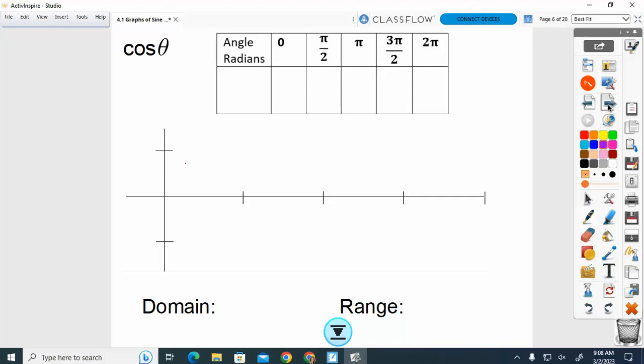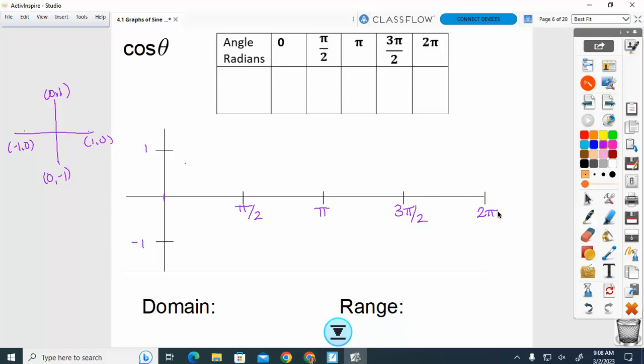So let's do cosine. So again, we're going to think about the circle, and we're going to think about our quadrants. So this high point is 1, the low point is -1. This is my 0, pi over 2, pi, 3 pi over 2, and 2 pi.